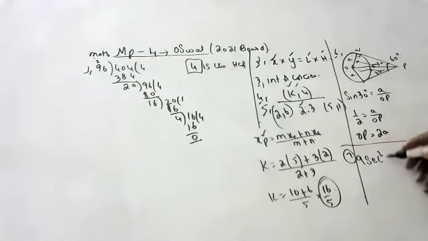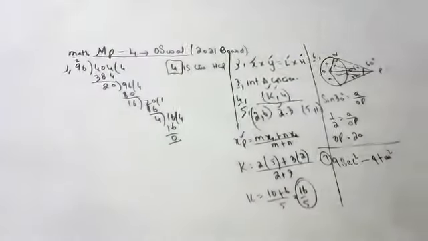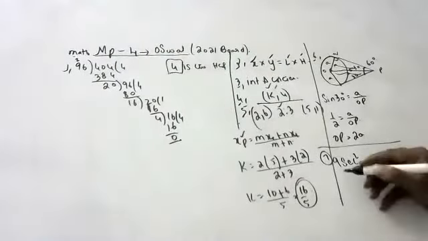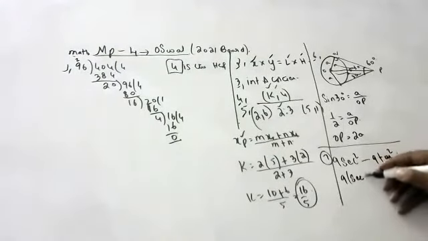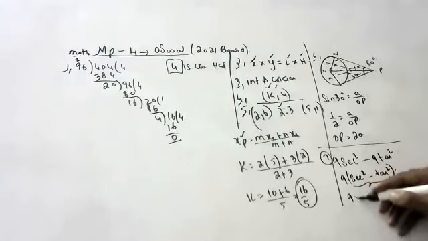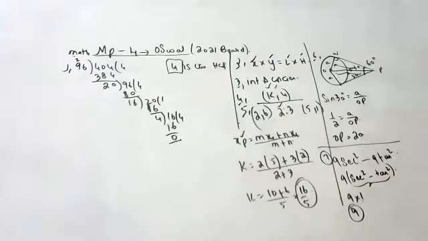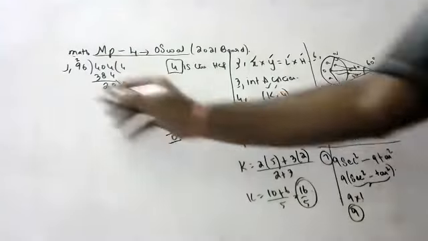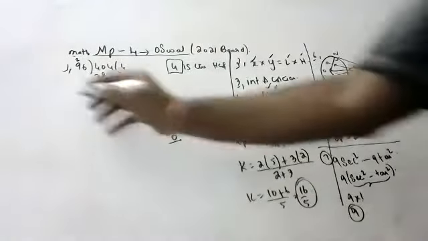9 secant square minus 9 tan square is equal to how much? How to do, children? Take 9 common: secant square minus tan square. Secant square minus tan square is 1. Therefore it is 9, children. Next, 8th question.